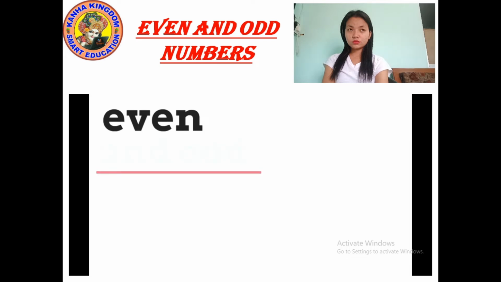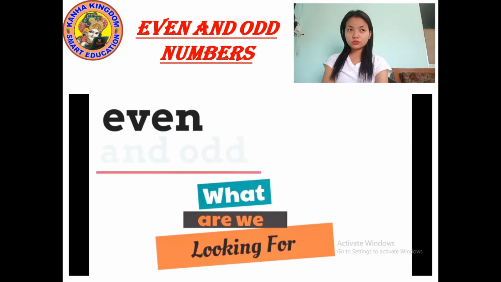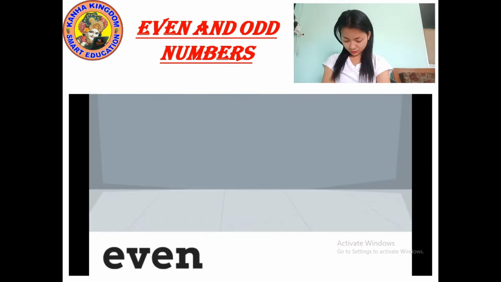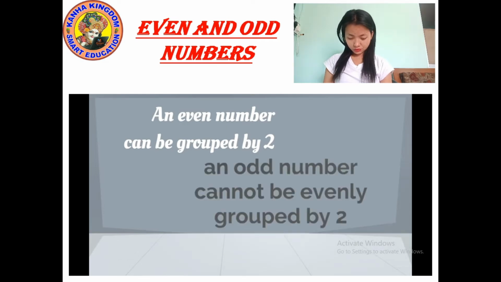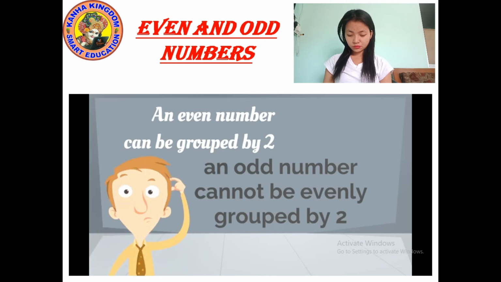So what is this key that we're looking for? What are we looking for that will tell us if a number is even or if the number is odd? An even number can be grouped by 2. An odd number cannot be evenly grouped by 2. So it's all about the number 2, and that might sound confusing. Let me show you and you'll see.